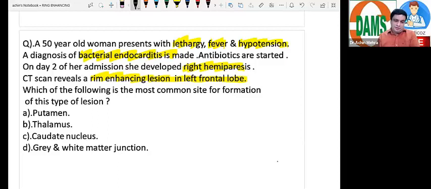In the left frontal region. Possibly an infection, which we understand as what? The brain abscess. Okay. Now where is the brain abscess going to form? Obviously in the cortex, the brain. So which structure is more often involved in the brain abscess in this case?